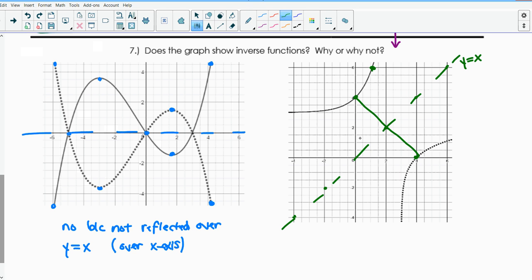It looks like it's about something there, so it would be something over here-ish. And again, if I connect those, I can see that that's perpendicular over that line. Okay, so we're going to say yes, because it's reflected over the line y equals x. So that right there is the test to determine if it's an inverse function. Okay, alright, flip it over, we'll talk about the last page.